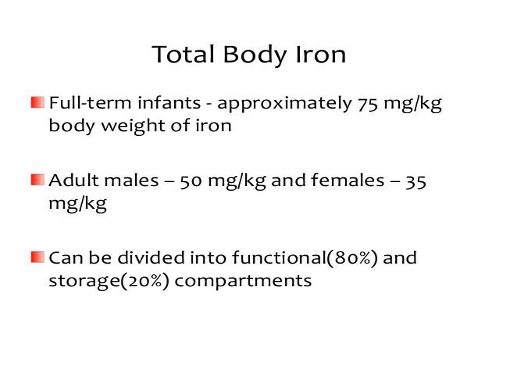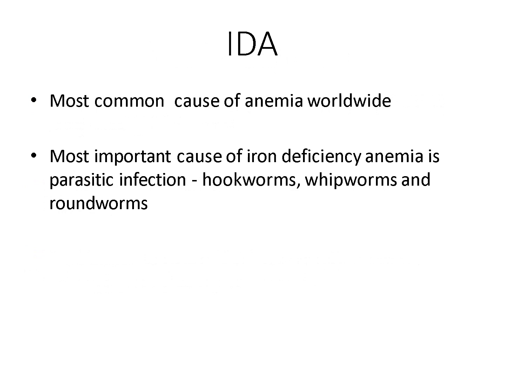Let's talk about the total body iron. In full-term infants, it is approximately 75 mg per kg. In adult males, 50 mg per kg. In females, 35 mg per kg. The iron can be divided into functional, that is 80%, and the storage form, that is 20%. Iron deficiency anemia is the most common cause of anemia worldwide. The most important cause of iron deficiency anemia is parasitic infections: hookworms, whipworms, and roundworms.